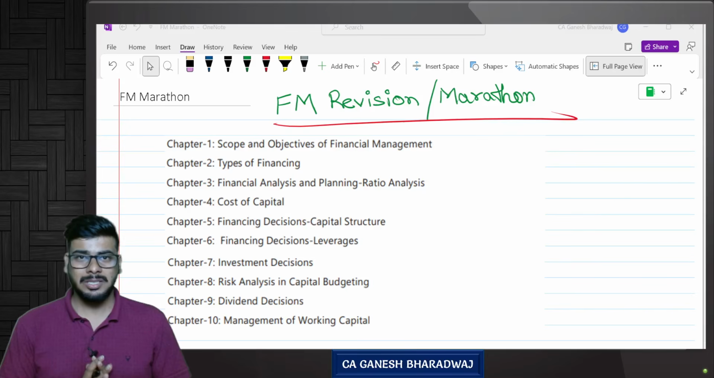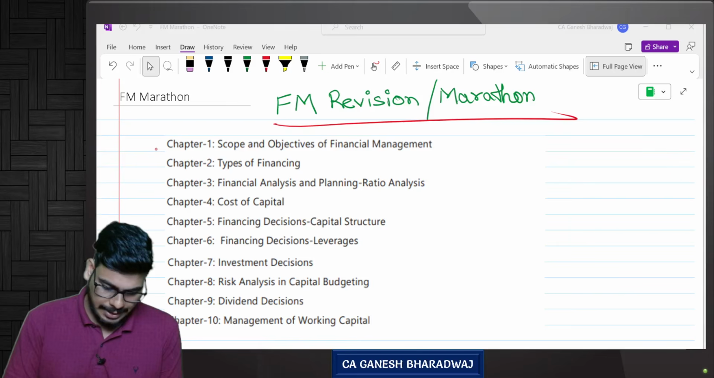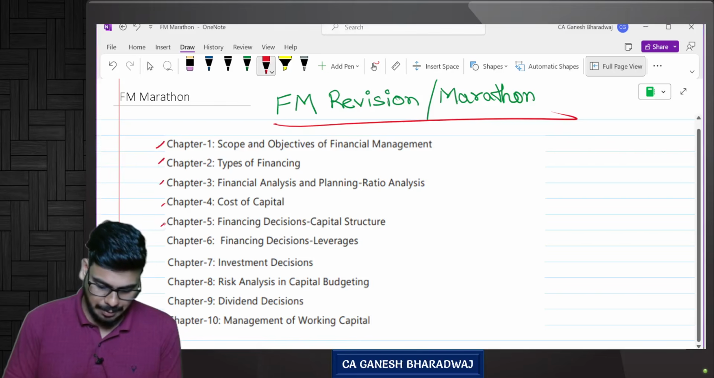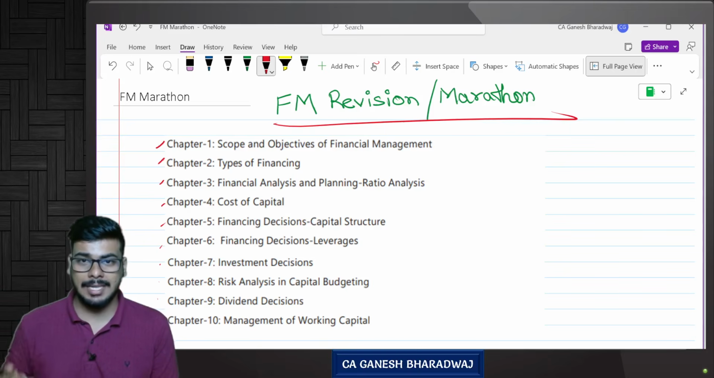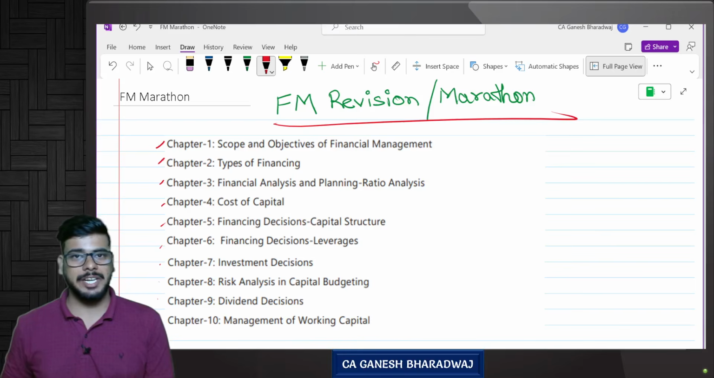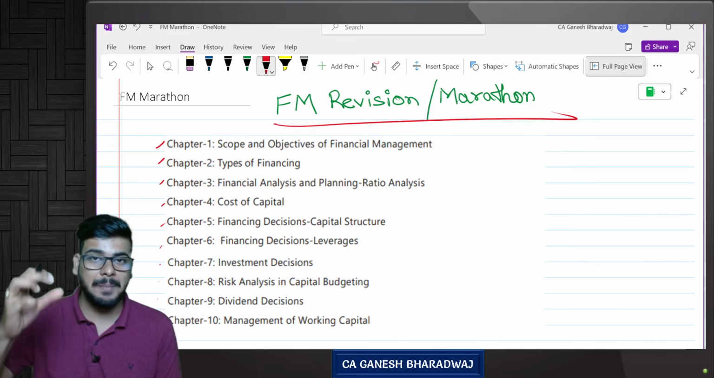So now, first of all, this is the syllabus. That is, there are 10 chapters as mentioned in the old syllabus study material. Old syllabus is applicable till November 2023. The new syllabus is applicable with effect from May 2024 and onwards, right?